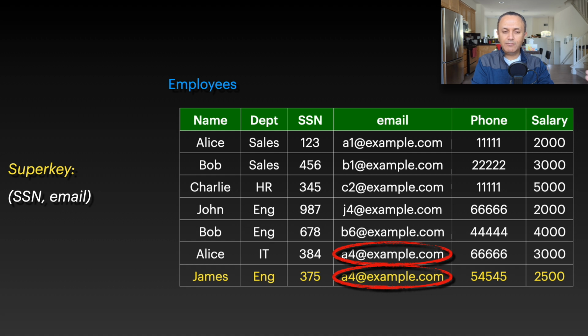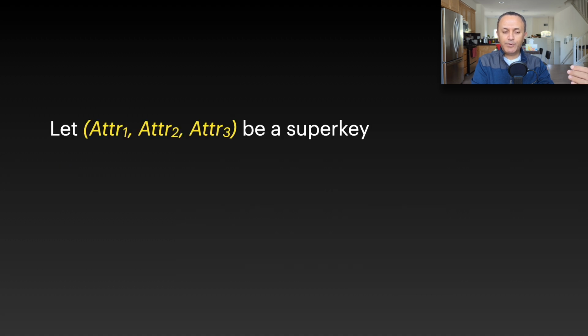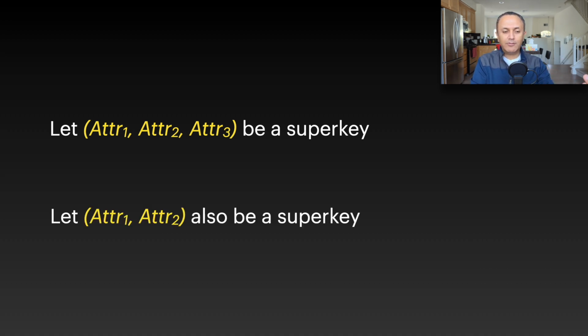Let's look at the definition of that. Suppose this is a superkey. It has attribute 1, attribute 2, attribute 3. It's a superkey, which means that this combination of attributes is unique for every row. Now, suppose that we have another superkey that consists only of attributes 1 and 2. This means that attributes 1 and 2 together are sufficient to uniquely identify a row.